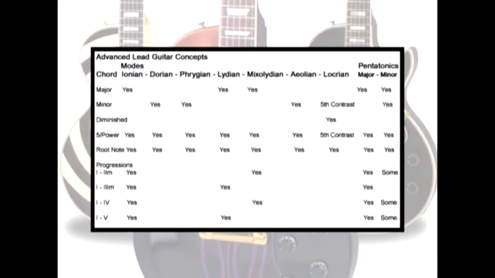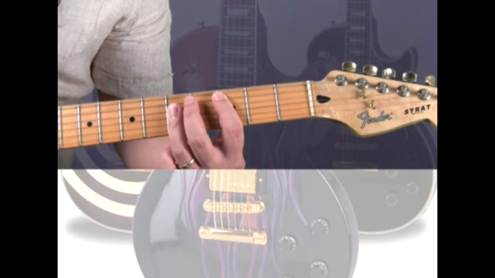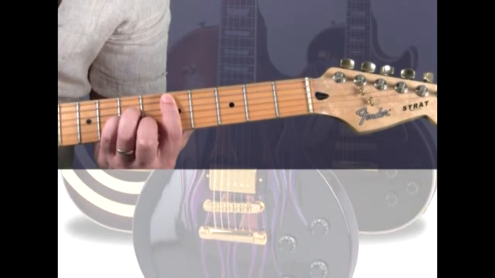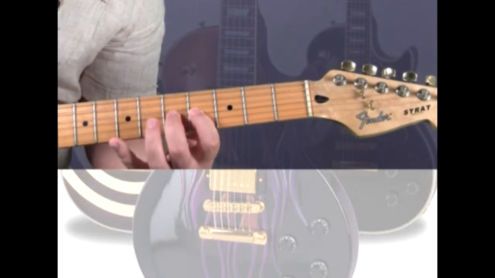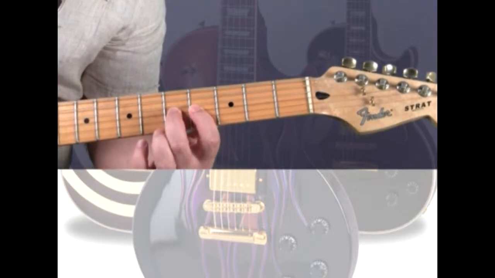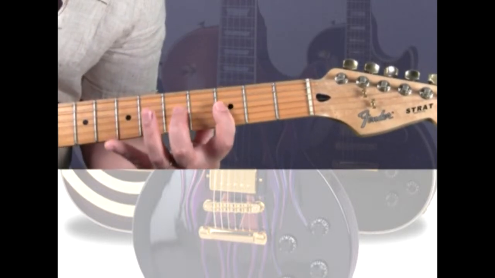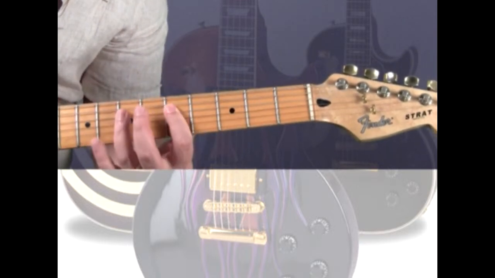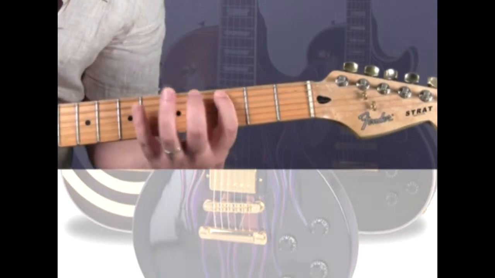In the key of C, that would be a C major to D minor chord progression. And the chart indicates that you can lead over this progression with the Ionian mode, the Mixolydian mode, the major pentatonic scale, and sometimes the minor pentatonic scale.